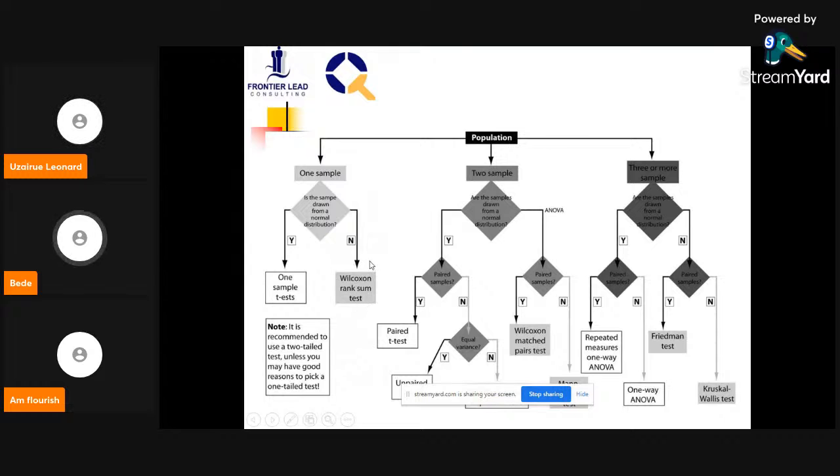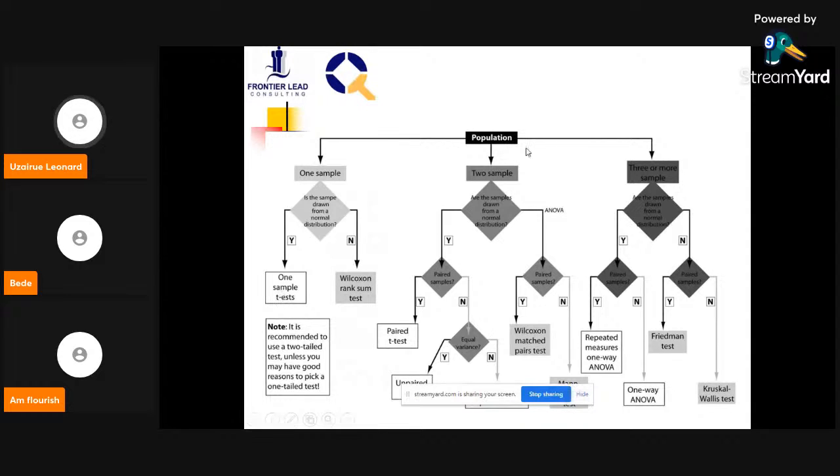So it means that if it's not normally distributed, you will use this, the Wilcoxon rank sum test. But if it's normally distributed, use the one sample t-test.